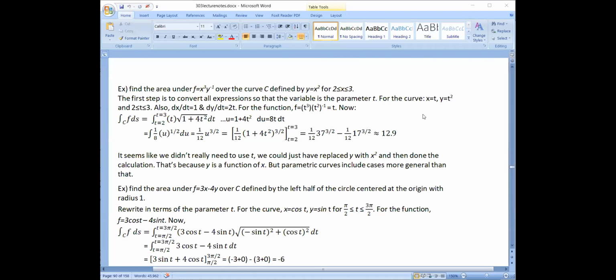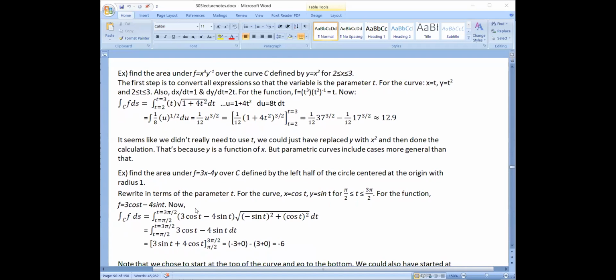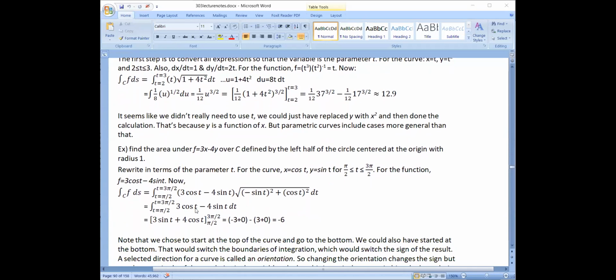So a couple of comments about this calculation. I actually said the left half of the circle. I didn't technically say where to start and where to stop. So we just chose naturally to go from t equals pi over 2 to 3 pi over 2, just because that's the natural thing that we do.